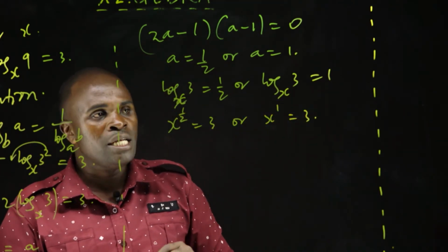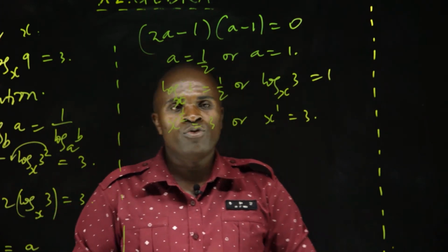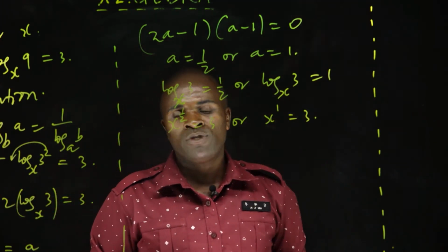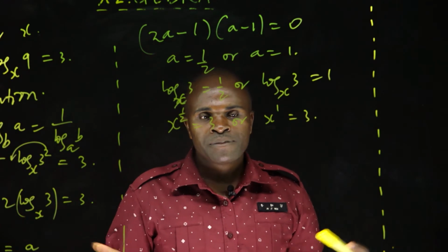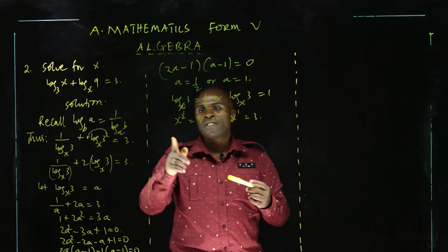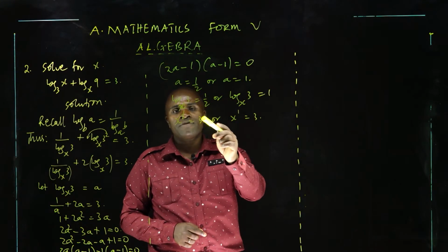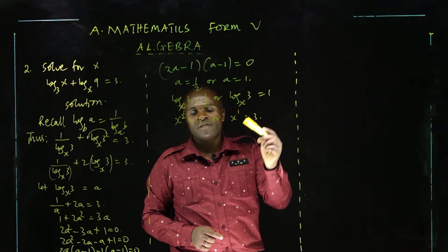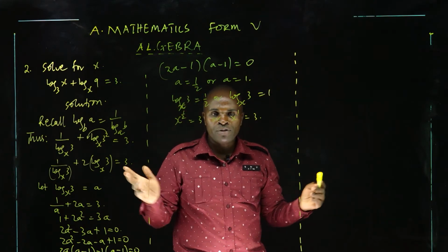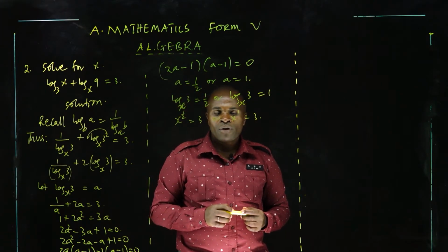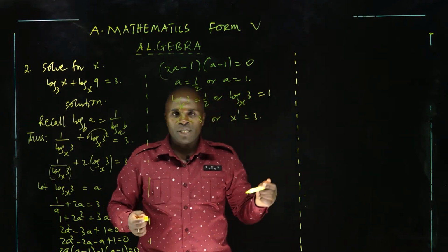Class, when we are in this position, how can you conclude the value of x the way you see? Who can tell? How can you conclude the value of x here? Because we are having x power half equals 3, and x power 1 equals 3. How can we conclude? Anyone to tell? Okay, I accept it. It is true.